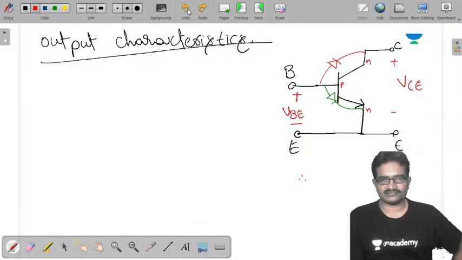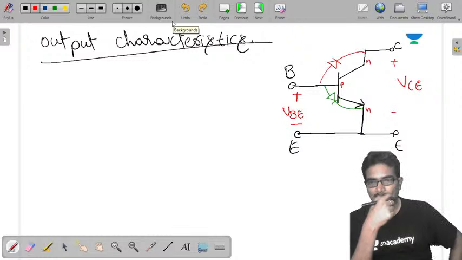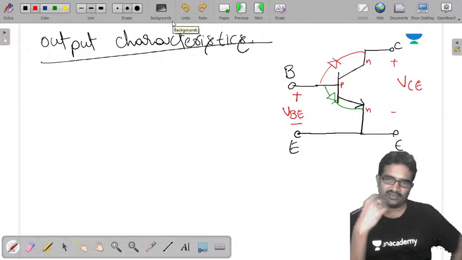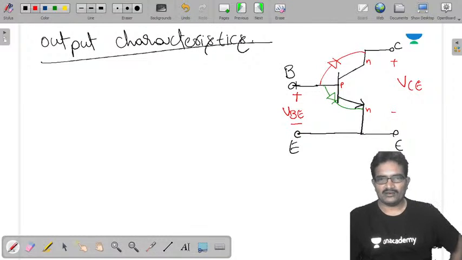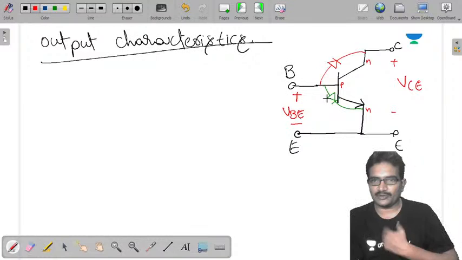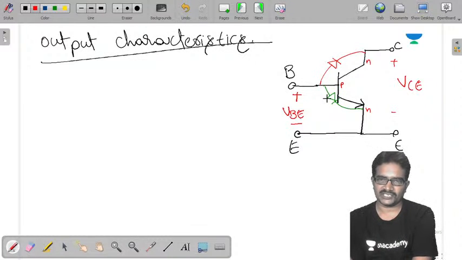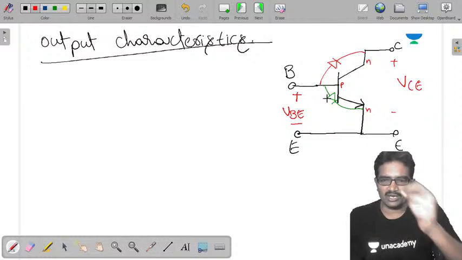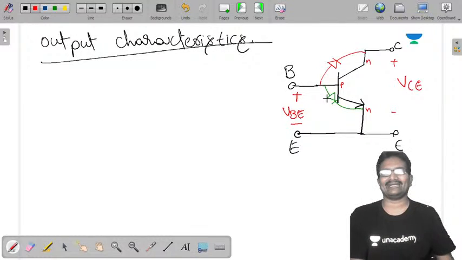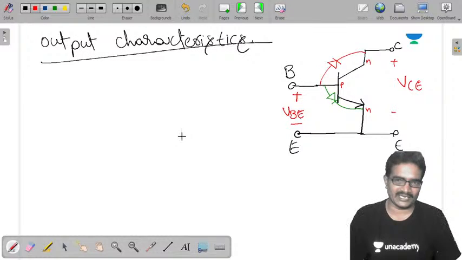That is the default, because except in cutoff, in the remaining regions we need to take it as greater than 0. But we don't know the region of operation of the collector junction. With VBE I am fixing the region of operation of the base-emitter junction, but not the junction between base and collector. If I know the voltage between base and collector, I can easily identify the region of operation of that diode also.